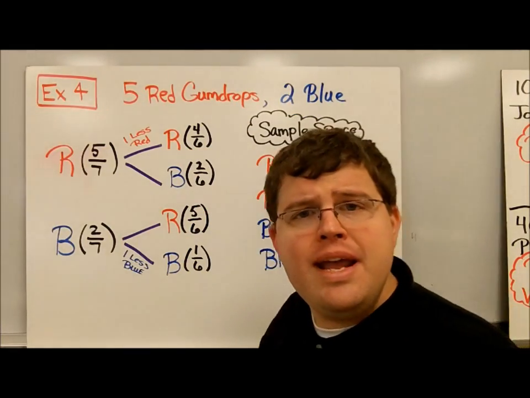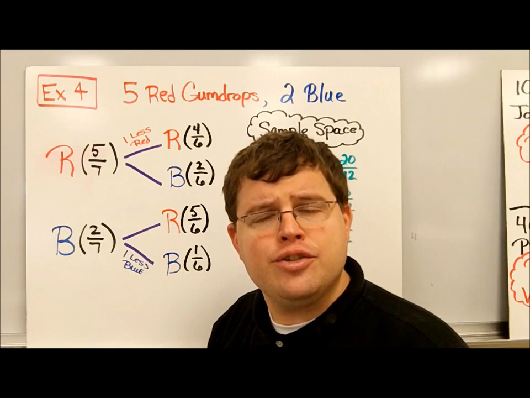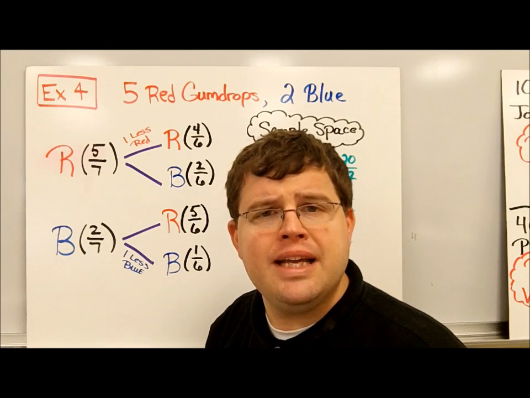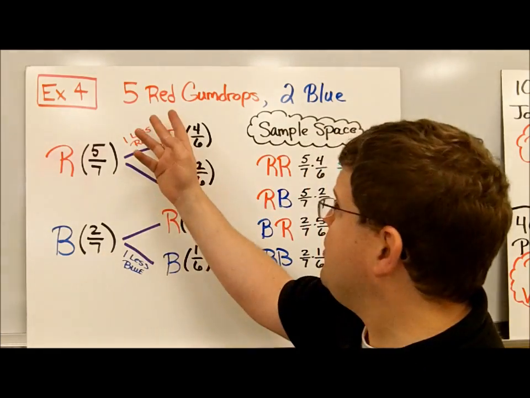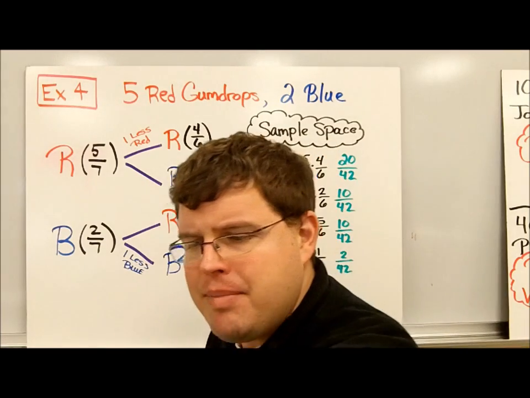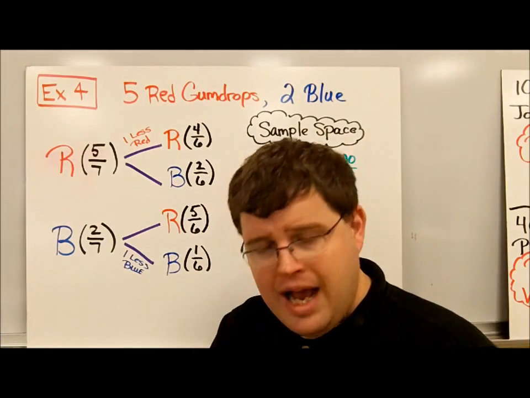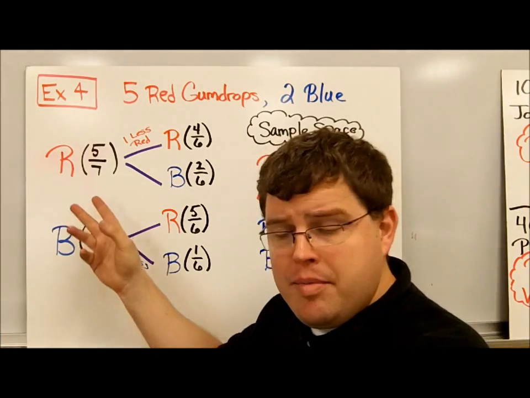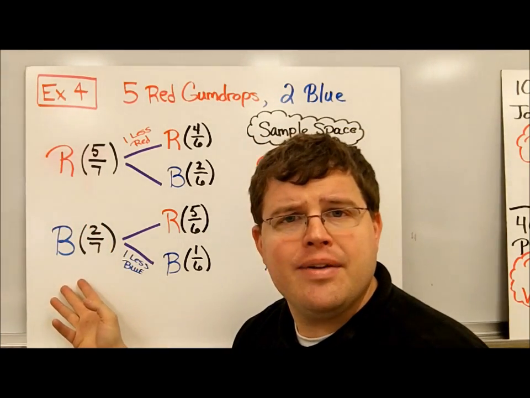Now, it's very helpful when you're dealing with probability without replacement to create a tree diagram. The tree diagram really puts everything in order, helps you stay very organized. Take a look here. We have a bag of gumdrops. We have 5 red ones, 2 blue ones. And we're going to reach into that bag and we're going to pull out a gumdrop. And one of 2 things could happen. I could pull out a red one, or I could pull out a blue one. Probability of a red was 5 out of 7. Probability of a blue was 2 out of 7.